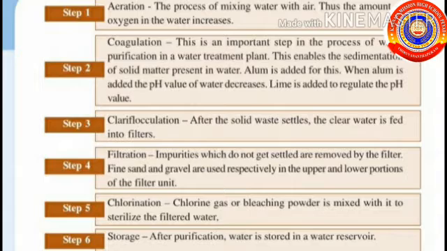Next step is the chlorination. The chlorine gas or bleaching powder is mixed with it to sterilize the filtered water. Chlorination is for disinfection, to kill the bacteria or germs present in the water. The last step is the storage. After purification, the water is stored in the water reservoir.